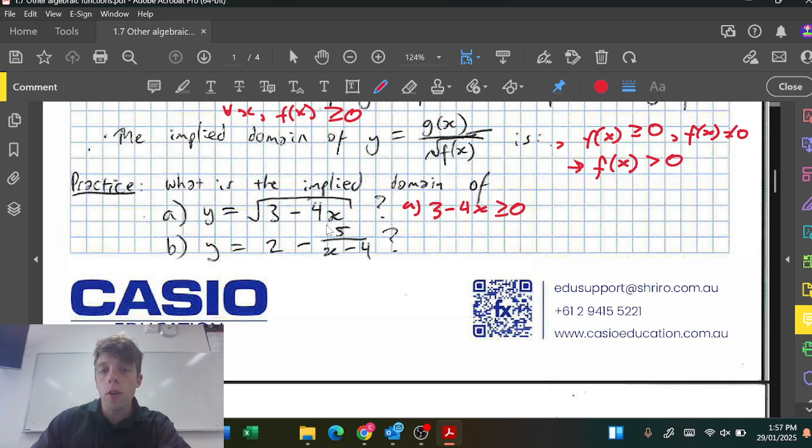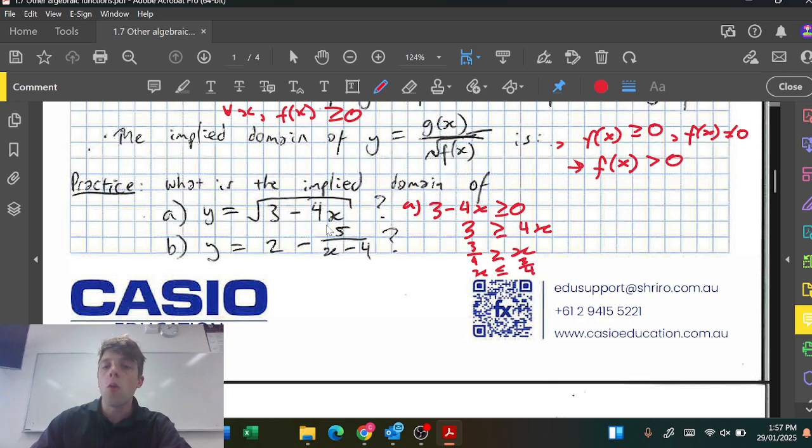So the first thing I'm going to do is add 4x to both sides. That gives me 3 is greater than or equal to 4x. And then the second thing I need to do is divide both sides by 4. So that gives me 3 over 4 on this side and x on this side. And then written in what is traditional, which is having the x first, we would then write this as x is less than or equal to 3 over 4.